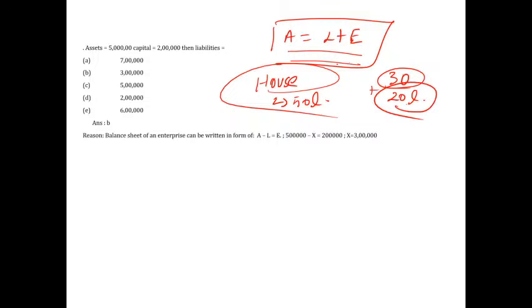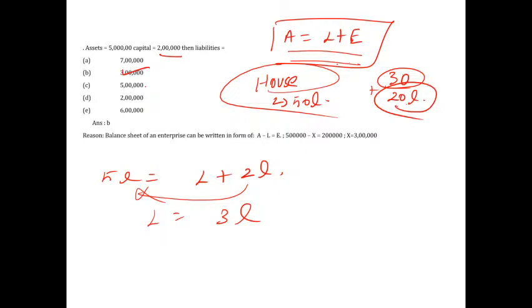All right. Now the question we will see. Asset is equal to 5 lakh. Capital is 2 lakh. So 5 lakh is equal to liability, which I don't know, plus equity, which is 2 lakh. Now liability is what? 5 minus 2, 3. That's it. It is a simple XY question. Correct? So the answer is 3 lakhs. You're getting it?